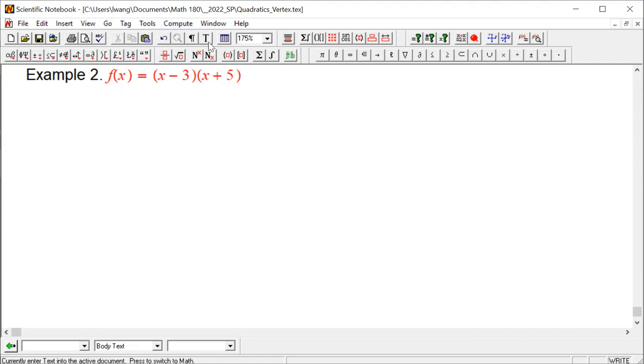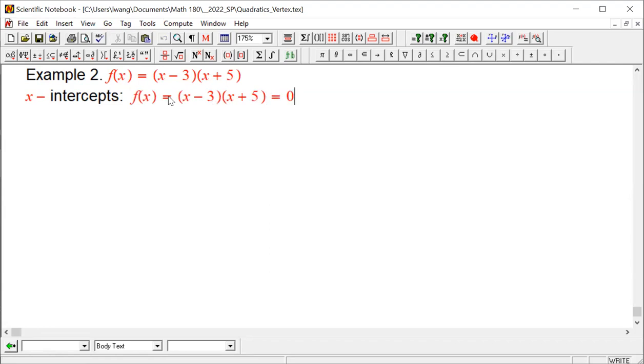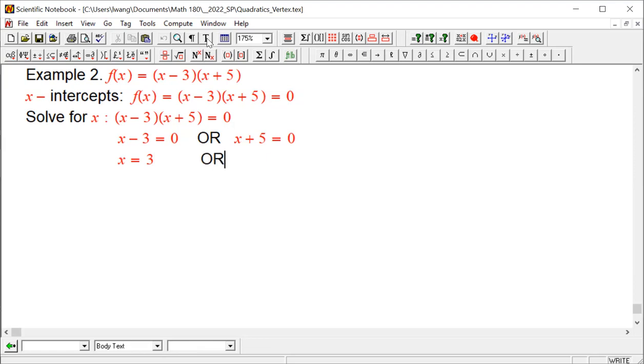I'm going to start out by finding the X-intercepts. And I know there are 2 X-intercepts. How do I know? Because to find the X-intercept, I'm going to set the output equal to 0, so I'm solving for X. Using principle number 5, I get x minus 3 equals 0, or x plus 5 equals 0. So I get 2 solutions: x equals 3, or x equals negative 5.